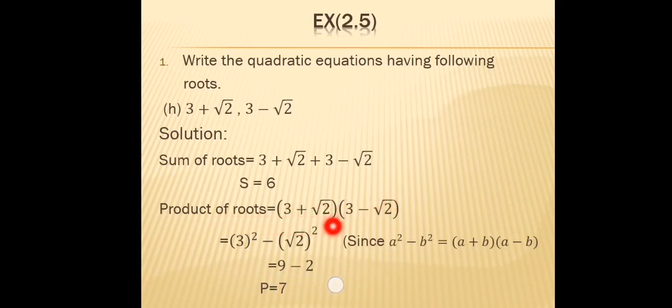Now is the product of roots. We are going to find out the product of these two roots by using simple formula, that is a square minus b square is equal to a plus b into a minus b. It will become 3 square minus under root 2 square, which will become 9 minus 2 and is equal to 7. So the required equation is x square minus sx plus p is equal to 0. We can find out the required equation by putting the values of s and p in the formula. So we get x square minus 6x plus 7 is equal to 0, which is the required quadratic equation.